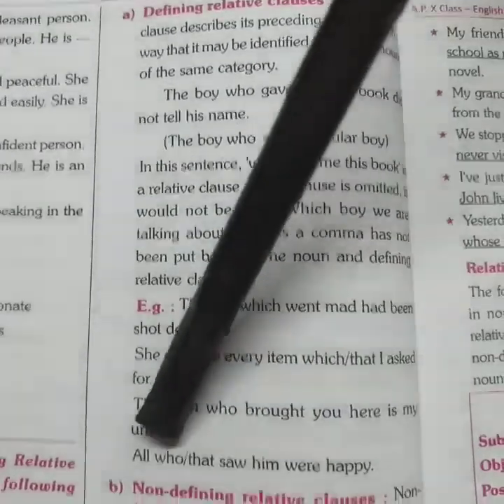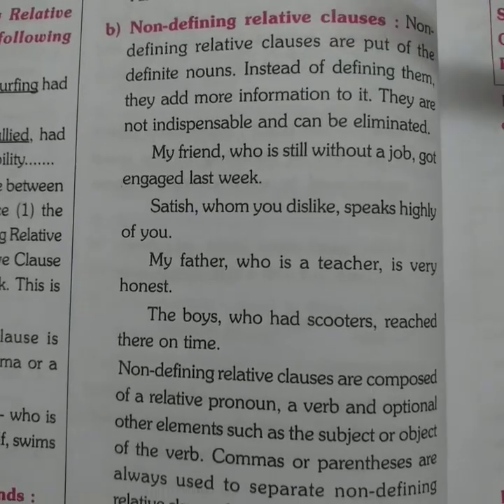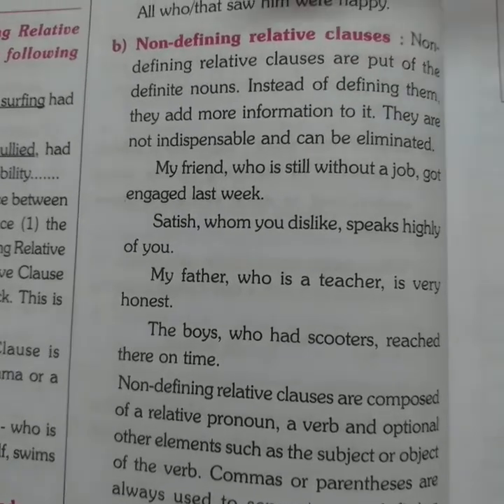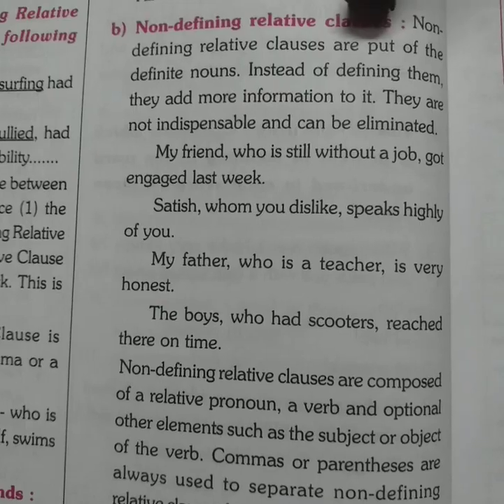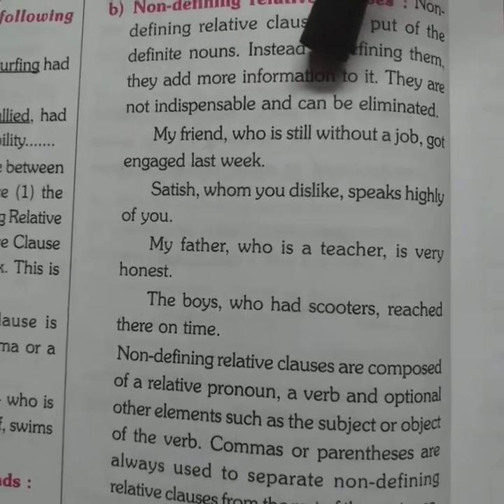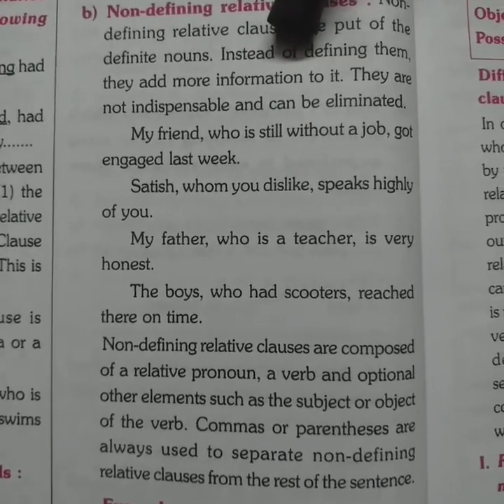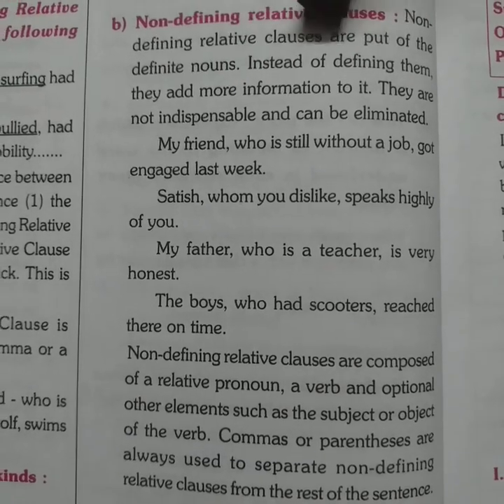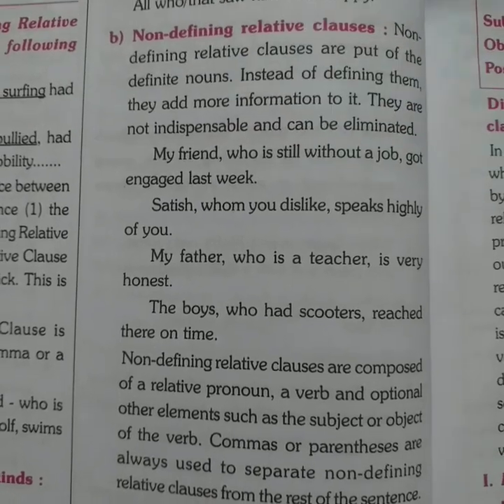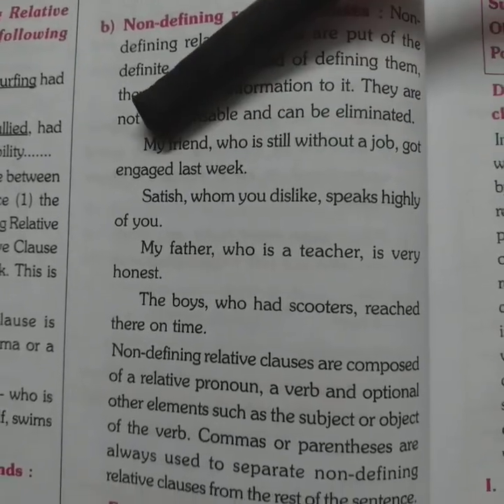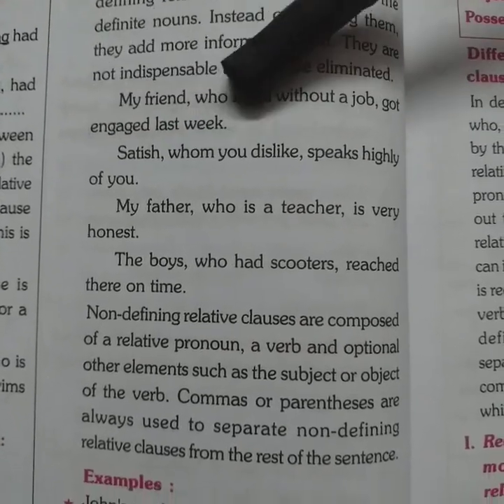Children, understood? Now let us go to non-defining relative clause. Very simple, children. Sir, you already explained defining relative clause, so what is the basic difference between these two? In a non-defining relative clause, you will have punctuation. That's it. It is adding some more information about already defined nouns or pronouns. We add a comma or a hyphen. You directly go to the example. See, very clearly, children: my friend, who is still without a job, got engaged last week.